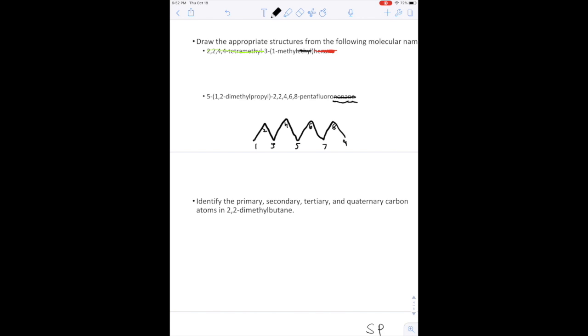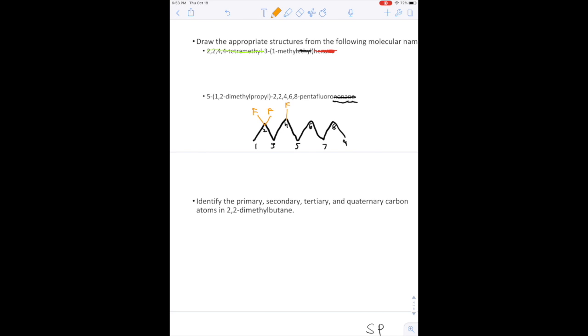The numbering part isn't required. It just helps me, and I think it'll help a lot of students. So you have 1 and 4. These are fluorines.